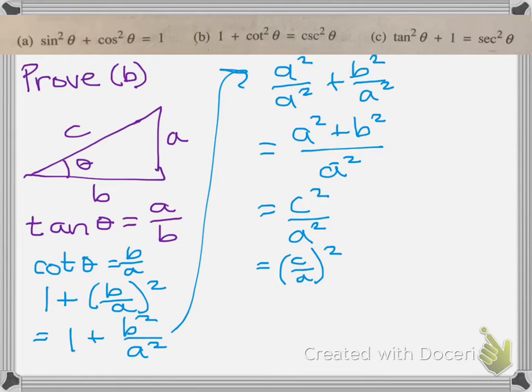If we go back to our right triangle, we can see that we are looking at the hypotenuse and the opposite. Hypotenuse and opposite, that's OH, but it's inverted, so it's going to be the inverse of sine, which is cosecant. Cosecant squared theta, because C over A is squared. And that has proven that identity.